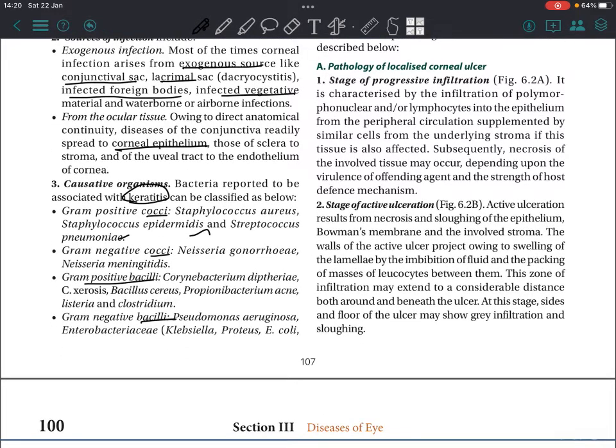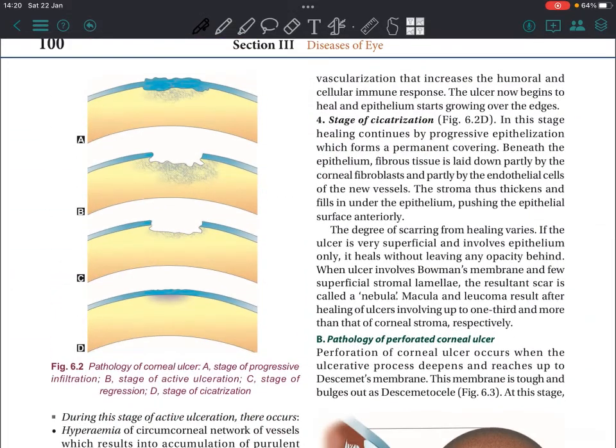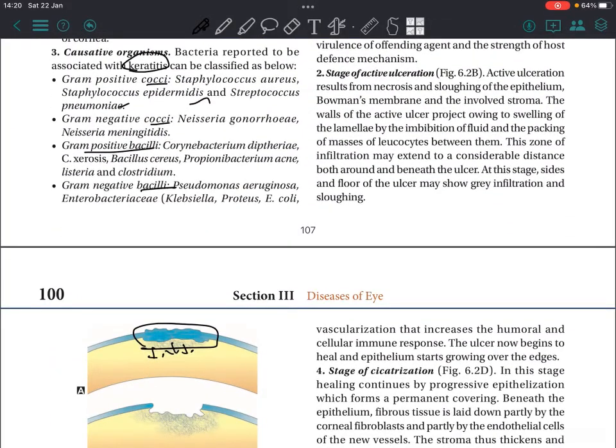Pathology of localized corneal ulcer. Stage of progressive infiltration. Active ulceration results from necrosis and sloughing of epithelium, Bowman's membrane, and involved stroma.